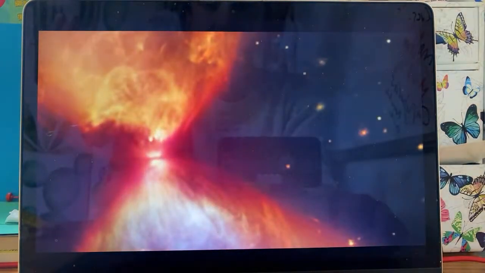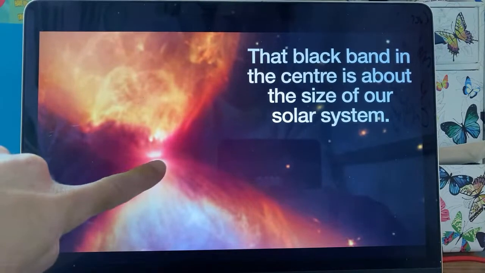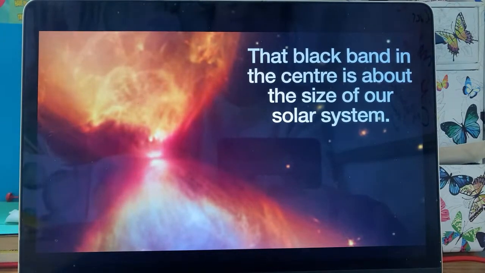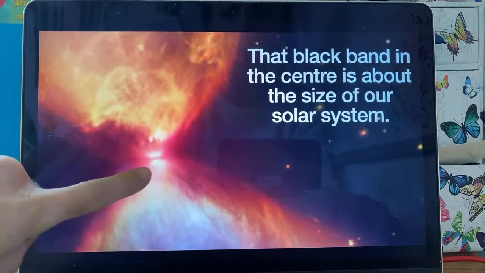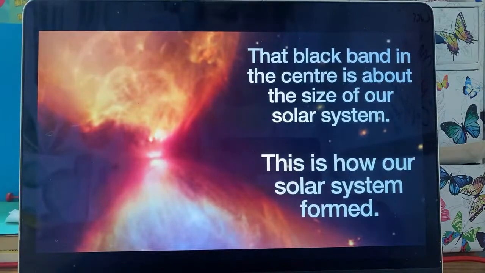In this protostar, a new star is about to be born, and a solar system with it. It's actually that little black band there. It's just amazing, isn't it? Your puny human brain can't believe that this is real. The black band right in the centre there is about the size of our solar system, and this is how our solar system formed.